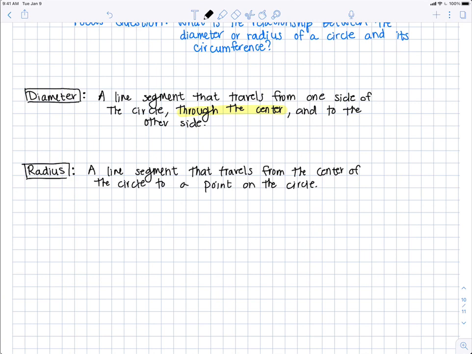So the relationship between the radius and the diameter, the radius's length is half of the diameter. So if you say your diameter is 4 inches, your radius will be 2 inches. That is the relationship between the radius and the diameter.